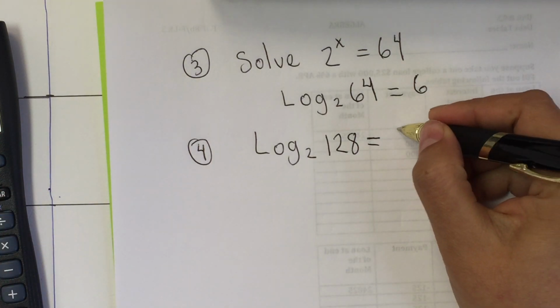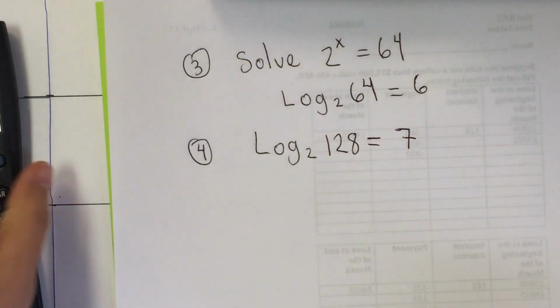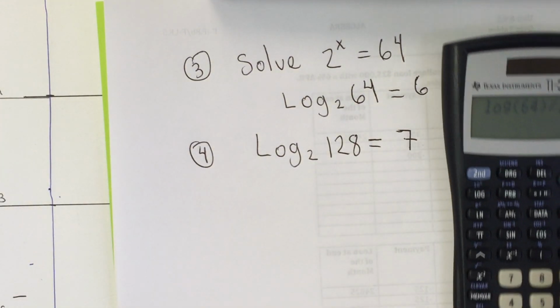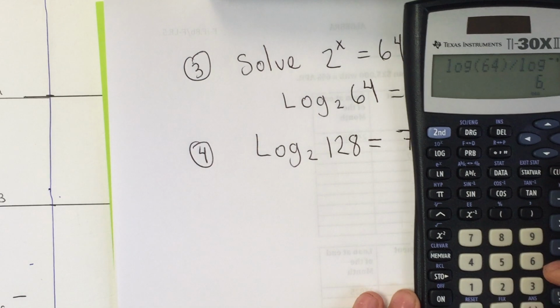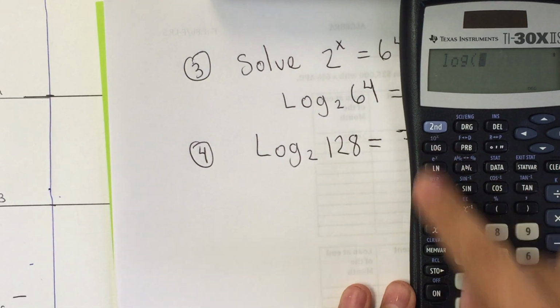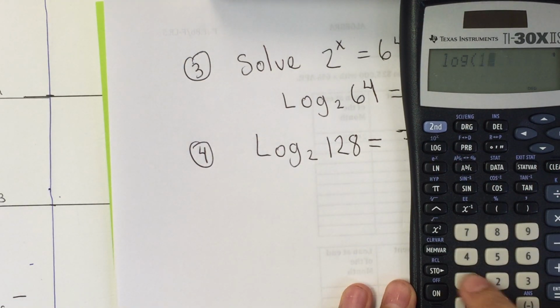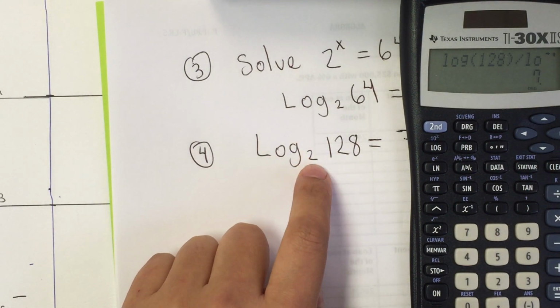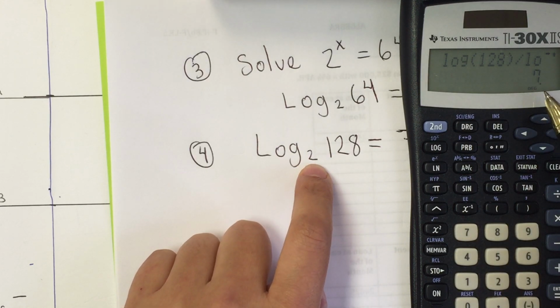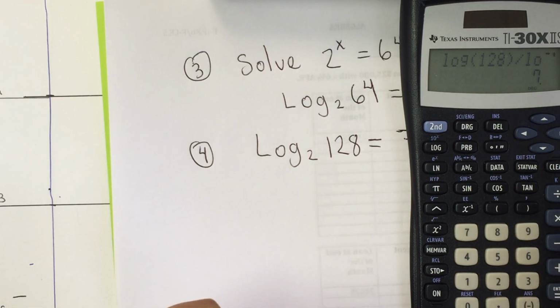Okay, you probably got the answer 7, and I can show you here again in the calculator. We press the log, we press the 128, close the parentheses, divided by, press the log key again, and the base. Close it, and the answer will be 7. That means that I need to multiply the 2 times itself 7 times to get to 128. Okay?